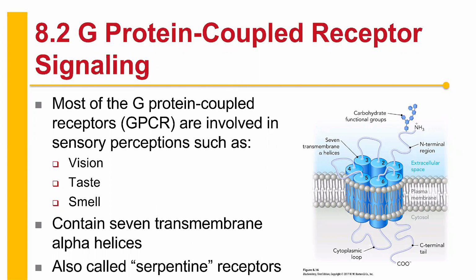So these are super important to our bodies because they're involved in sensory perception, namely vision, taste, and smell. And they have an evolutionarily conserved structure, and that is 7 transmembrane alpha helices. And they have those 7 transmembrane alpha helices such that they're oriented where the amino terminus, right here, is on the extracellular space side, and the carboxy terminus is in the cytosol. So there's our carboxy terminus right there.